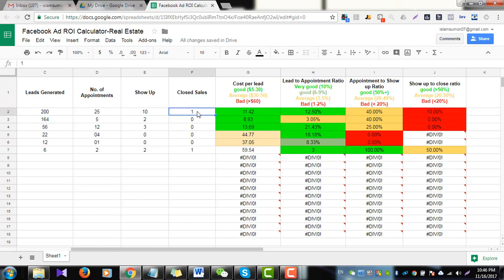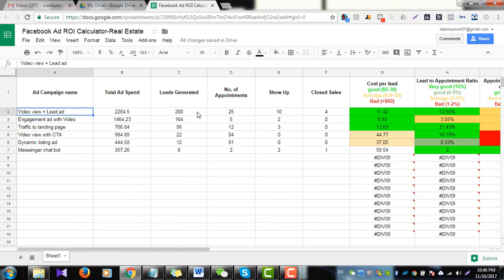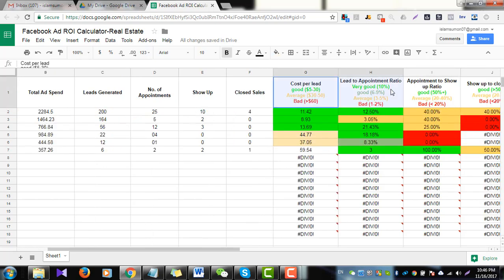If I could get at least 4 people here, that means it's 40%, which is average show up to close ratio. It's not bad, but it's average, or you can consider it as a good metric. So depending on the property value or the industry you're using it in, these metrics will vary. Remember, these are just standard metrics that I used. I don't recommend you follow them as they are.